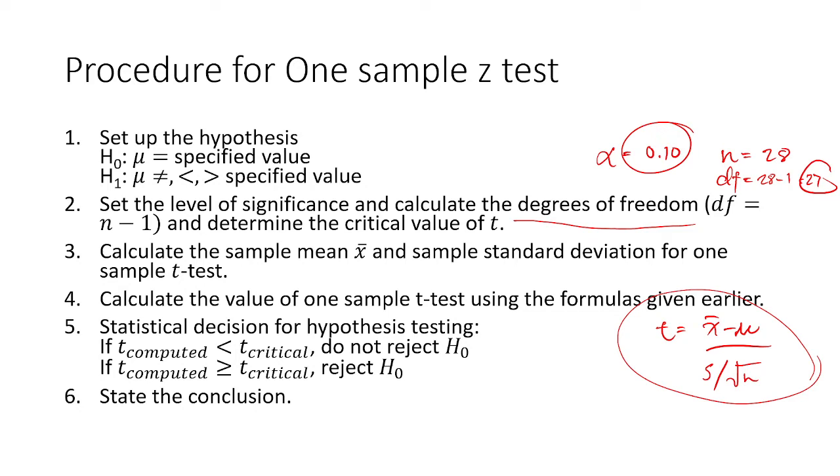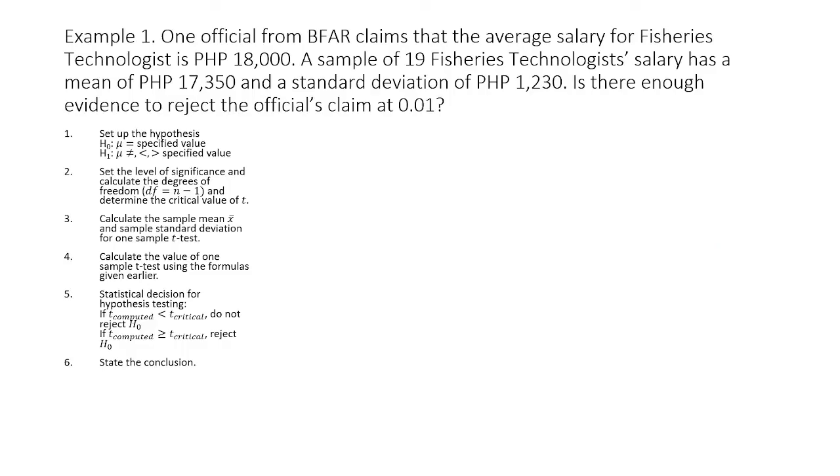So the best way to learn this procedure is through examples. And I actually prepared two examples here for this video. So here is the first example. For the first example, one official from BIR claims that the average salary for fisheries technologists is 18,000. So a sample of 19 fishery technologists salary has a mean of 17,350 and a standard deviation of 1,230. So is there enough evidence to reject the official's claim at 0.01?